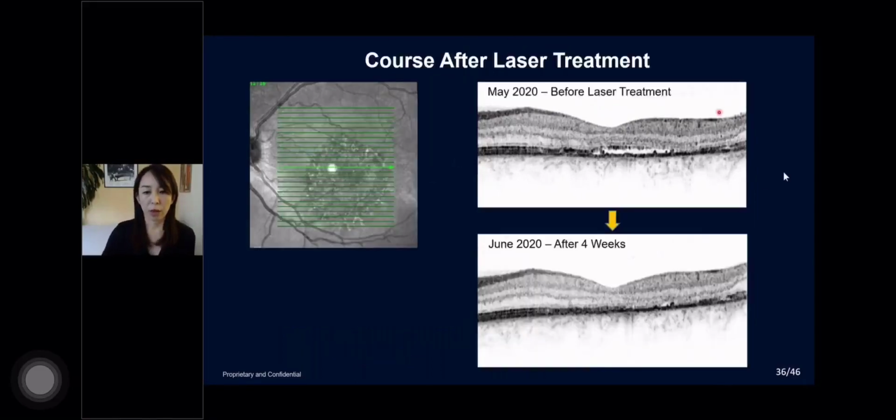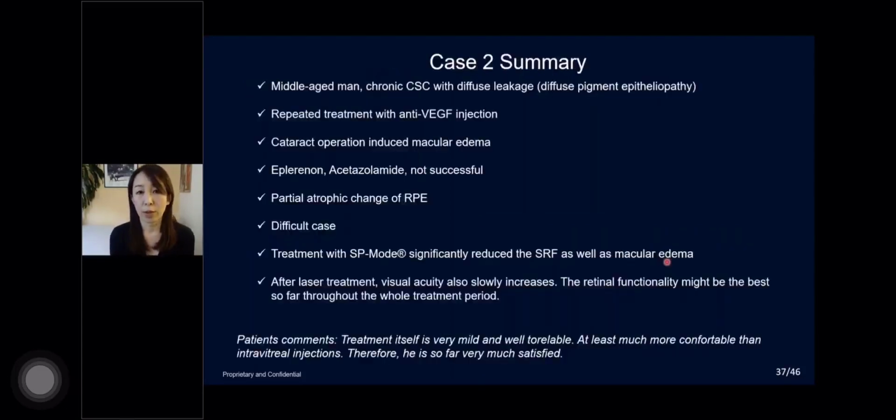Then after 1 month, very nicely, the subretinal fluid is gone. So I think the laser worked well in this case too. So this is the left eye. So this is a case summary.